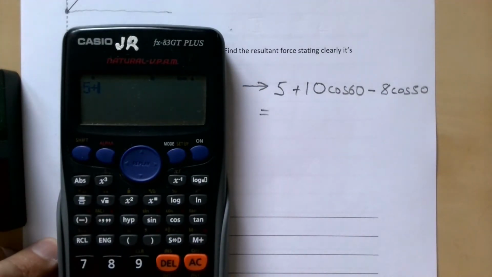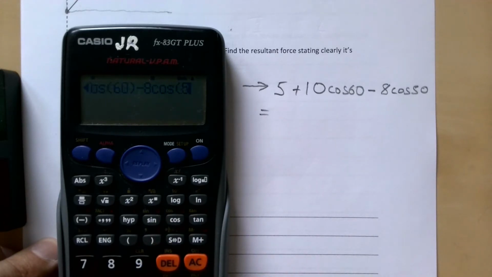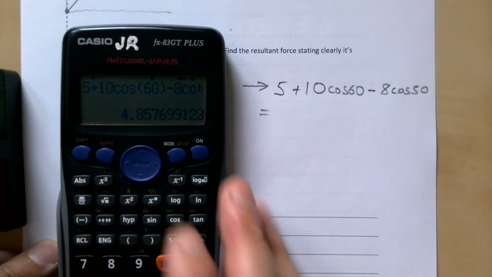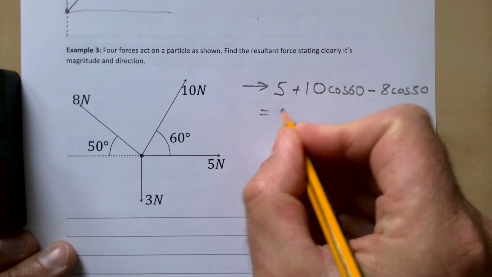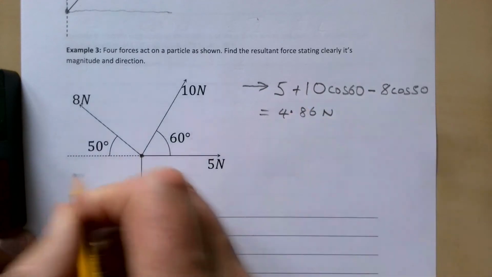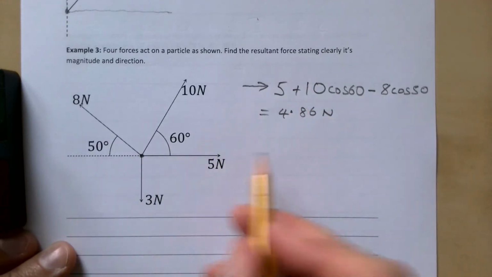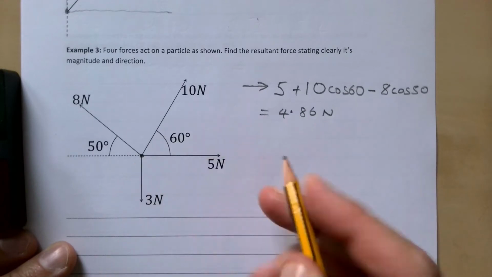5 plus 10 cos 60 minus 8 cos 50. And what's it given us? It's given us 4.86. So if we resolve all 4 forces this way here, it's equivalent to 4.86 going this way. Come out as positive, so it's going to be going this way here.